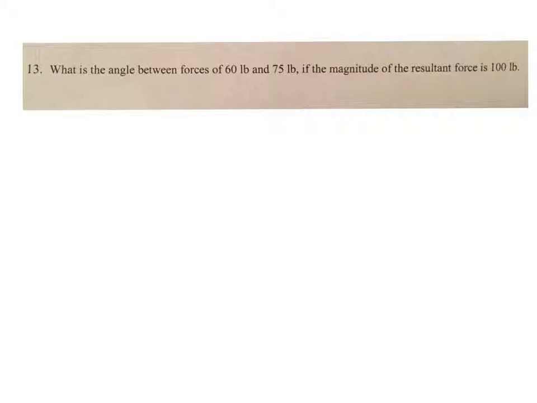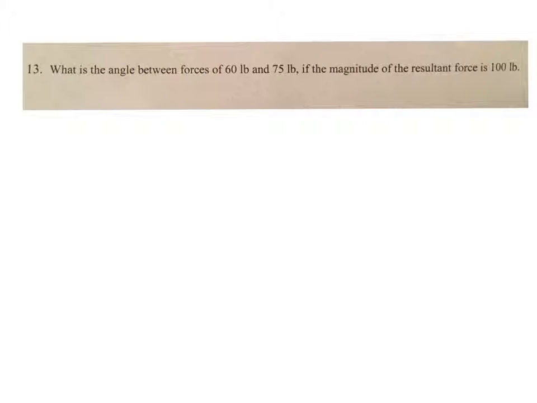So in this vector problem, we are told that there are two forces of 60 pounds and 75 pounds, and their resulting magnitude is 100 pounds. So the question is, what was the angle between these two forces to begin with?